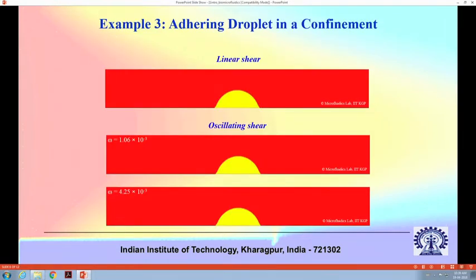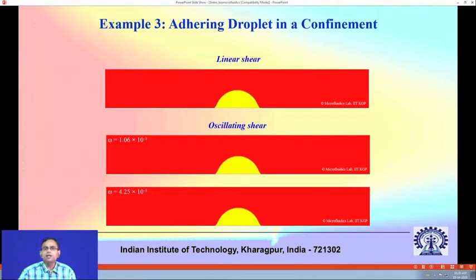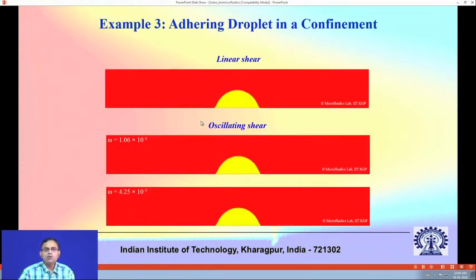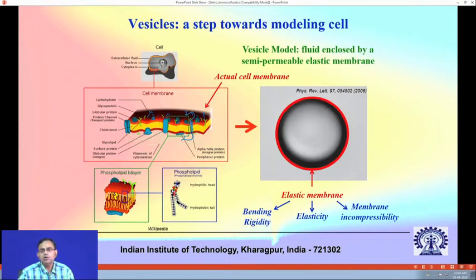Now, in the human body, cells are subjected to oscillatory flows of blood instead of steady flows. So, we have also studied, as a different example, how oscillation in the flow affects the dynamics of blood, the dynamics of a droplet in a confinement. But I do not want to spend much time on that, because that is standard microfluidics.